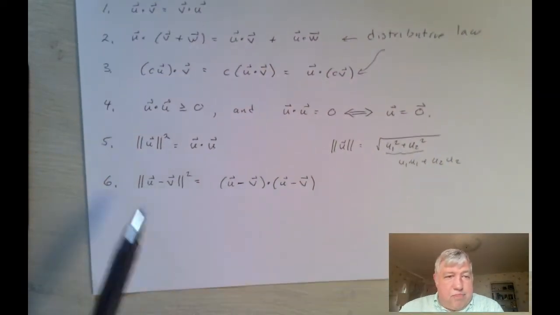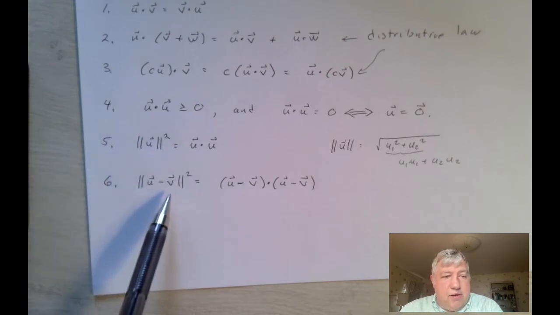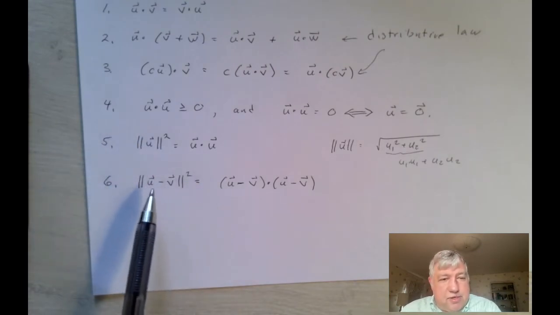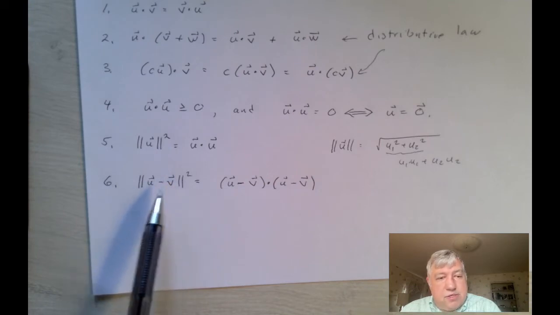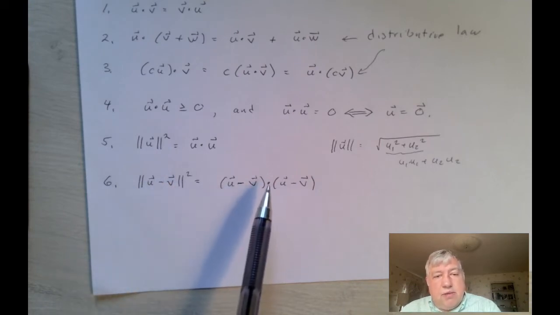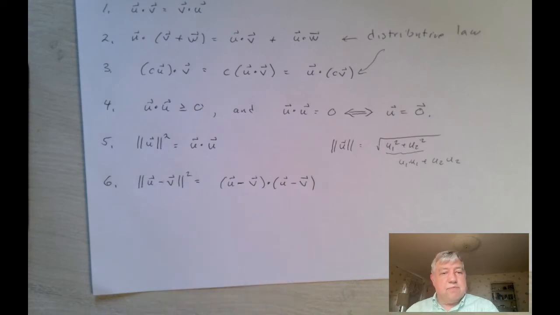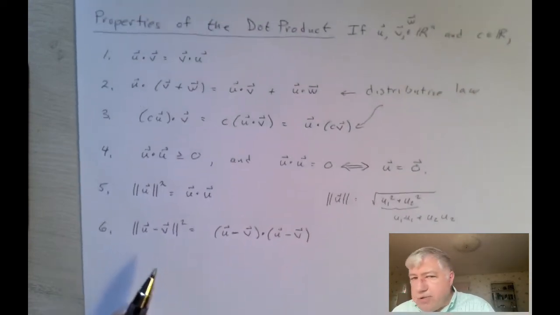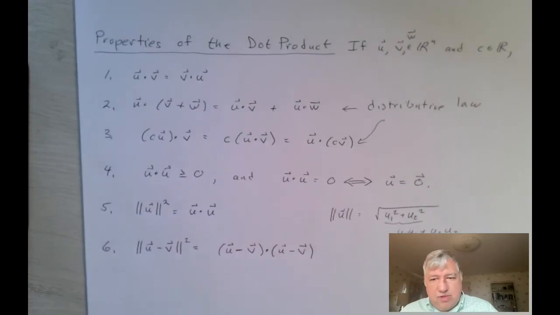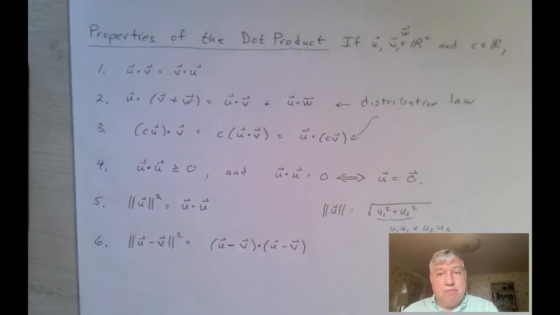And then if we just replace u with u minus v, we get number 6, which says the square of the distance between two vectors is going to be the dot product of u minus v with itself. That's going to be pretty important here. So those are the properties of the dot product. I didn't sketch out a real detailed proof of this because hopefully you've seen these before in calculus, and even if you didn't, these are pretty apparent just from the way this is calculated or how it's defined.